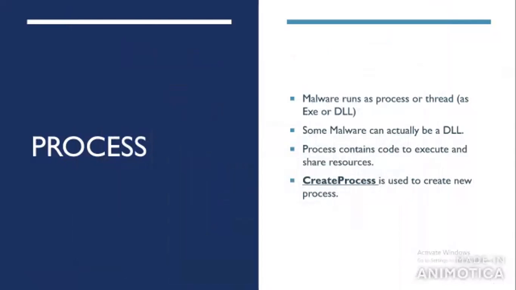Processes. Malware inside Windows either runs as a process or a thread. Without it, it cannot run. It is generally seen as an executable or a DLL. So what is a DLL? DLLs are executables that export functions for application use. Some malware can actually be a DLL. This way, it can load itself into other legitimate processes.